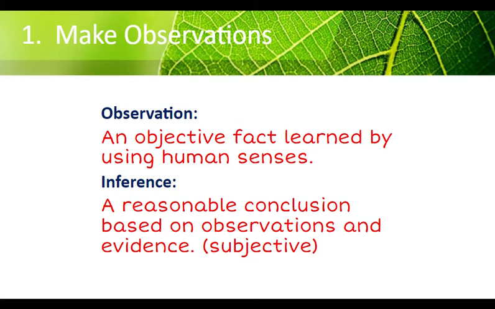All right. So step 1 of the scientific method is to make an observation. When making observations, you can be objective and subjective. When you're objective, those are called observations. So it's an objective fact learned by using your human senses. An inference is a reasonable conclusion based on the observations and evidence that you are observing.